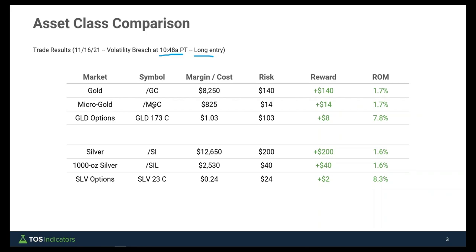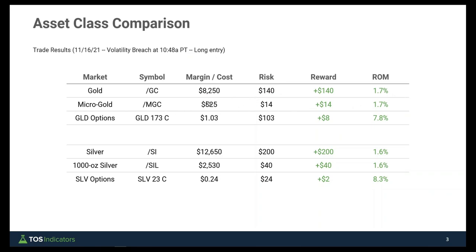So starting off first with gold, the margin required there per contract is $8,250. And with the trade setup that we were looking at, our risk was $140 per contract. That was also our reward, so 1-to-1 risk to reward ratio there. And if we take a look at what that 140 is as a percentage of that 8,250, that's 1.7%. So that gives you an idea of what gold looked like.